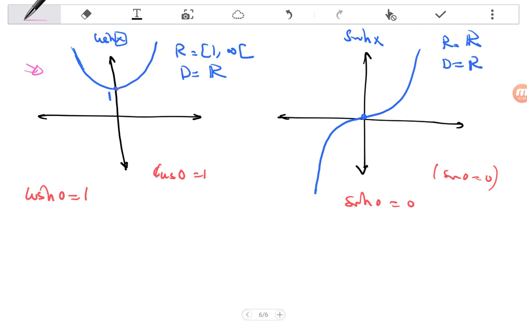I need your interaction with me. Do I have any symmetry in this curve?